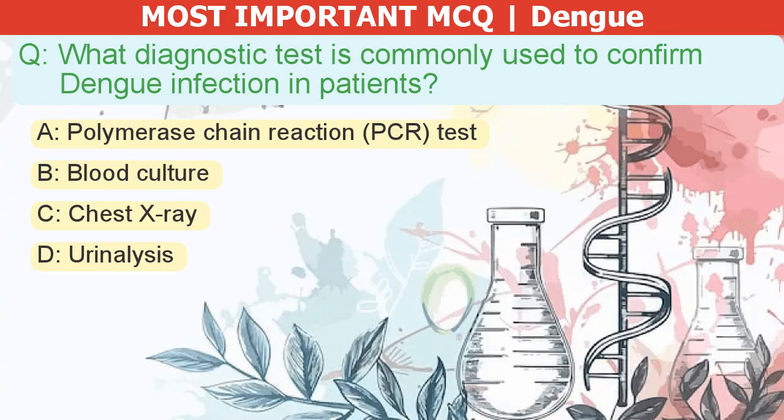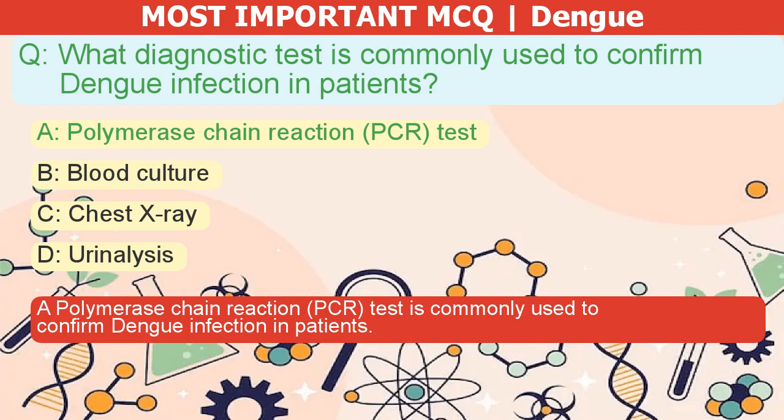What diagnostic test is commonly used to confirm dengue infection in patients? A. Polymerase chain reaction (PCR) test. B. Blood culture. C. Chest X-ray. D. Urinalysis. The correct answer is A. A polymerase chain reaction (PCR) test is commonly used to confirm dengue infection in patients.